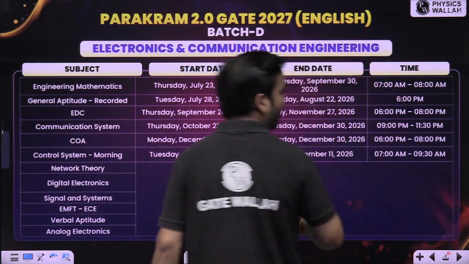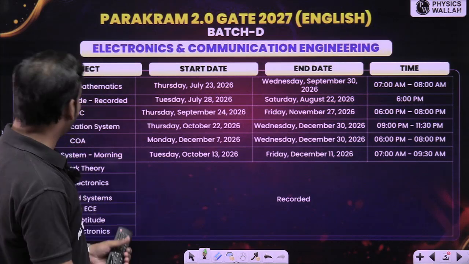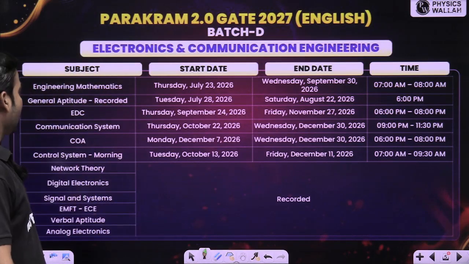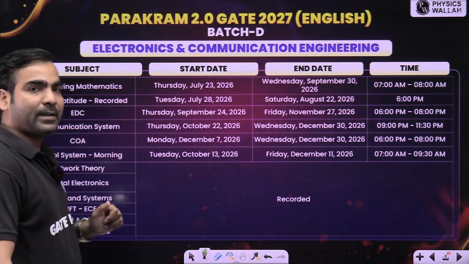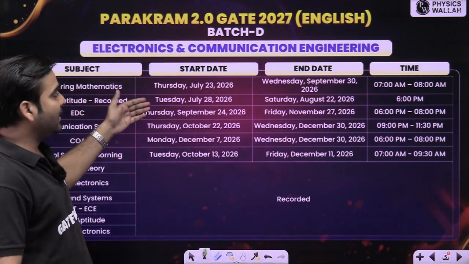The duration of this maths class is 7 a.m. to 8 a.m., 1 hour classes. Okay, so regularly your engineering maths will be going on. Then general aptitude in recorded format. General aptitude, that is another important subject, is provided to you in the recorded format.